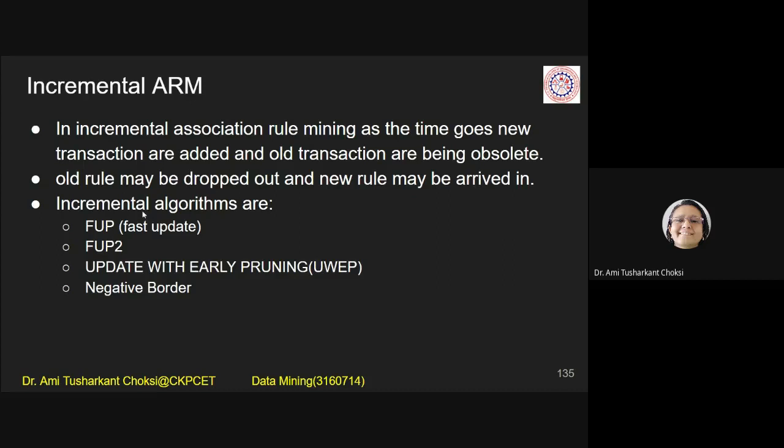So what are the incremental algorithms? They are FUP, that is fast update, FUP2, that is also fast update but version 2, update with early pruning, that is UWEP, and negative border, right? These are the 4 algorithms for the incremental ARM, which we want to study. Now, in this concept, old rules may be dropped out and new rules may arrive in, fine?